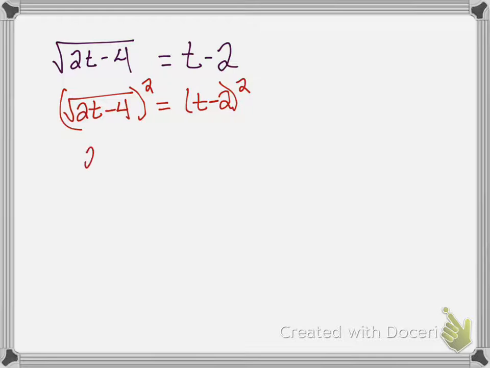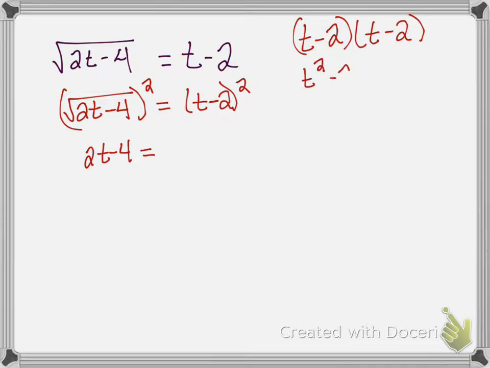So I'm left with 2t minus 4. And I've got to FOIL t minus 2. That's super important. T minus 2 times t minus 2. T times t is t squared. T times negative 2 is negative 2t. Negative 2 times t is negative 2t. Negative 2 times negative 2 is 4. So I have t squared minus 4t plus 4.